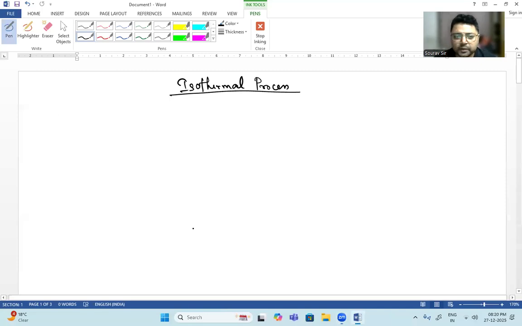So today our topic is isothermal process. An isothermal process is a process in which the temperature of the system remains constant throughout. That is, del T is equal to 0. The change in temperature between the final state and the initial state is 0. Okay, there is no change in temperature.